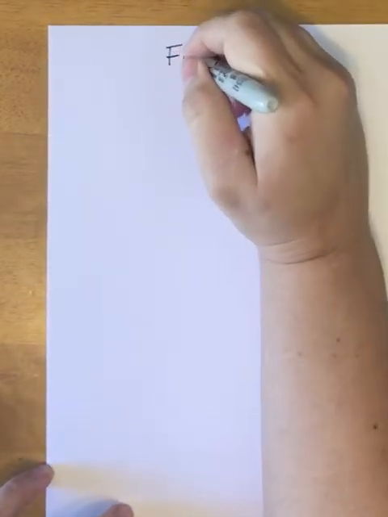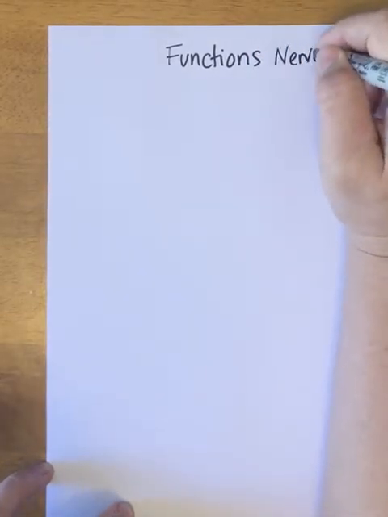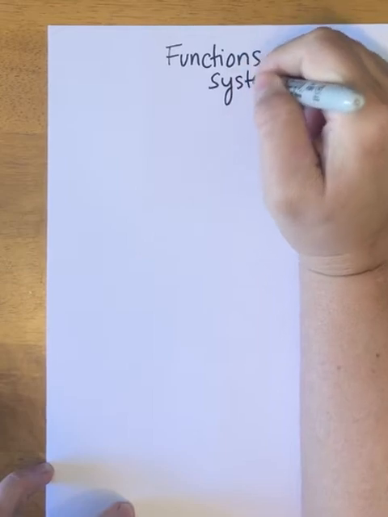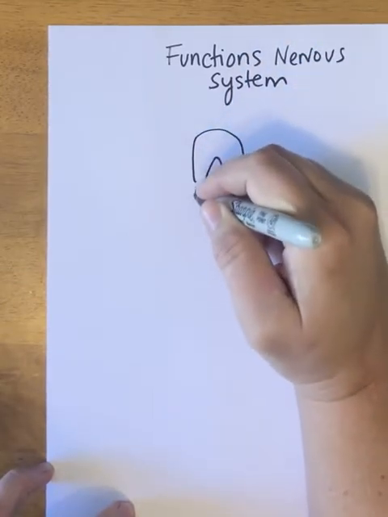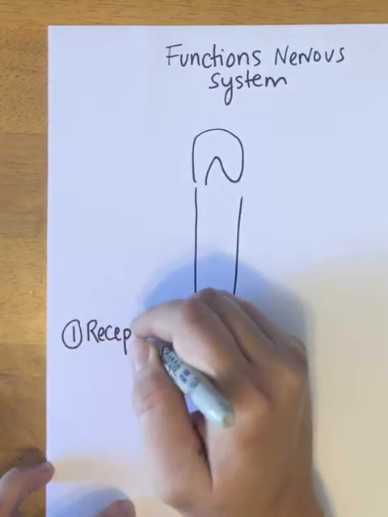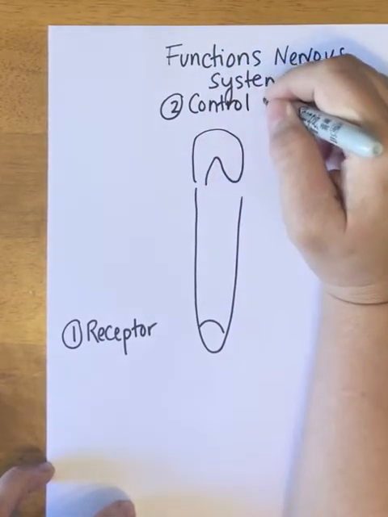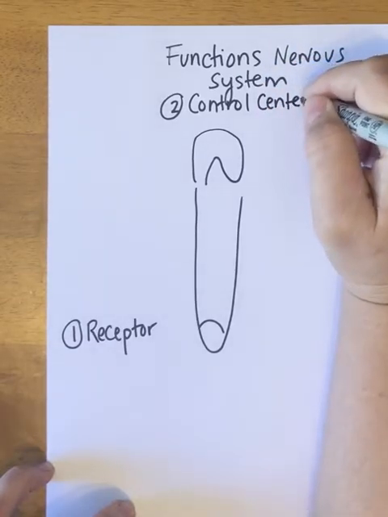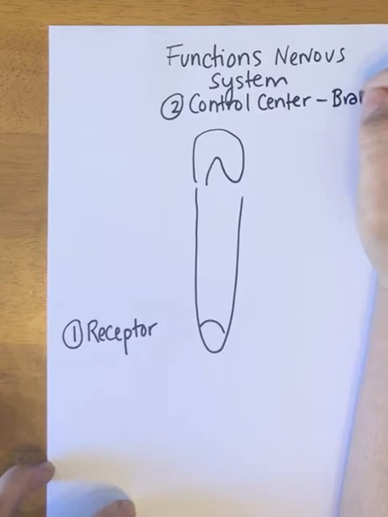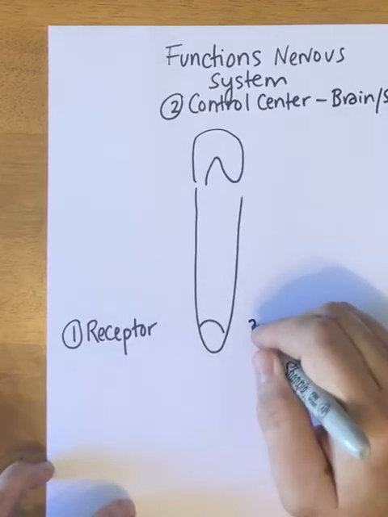Now, we could also review the functions of the nervous system. Again, the functions of the nervous system are easily remembered by using the safety pin cycle. So you would draw your safety pin cycle. Step 1 is your receptor. The receptor is going to detect changes. Number 2 is your control center. Your control center is your central nervous system. So that's the brain and spinal cord. And 3 is your effector.